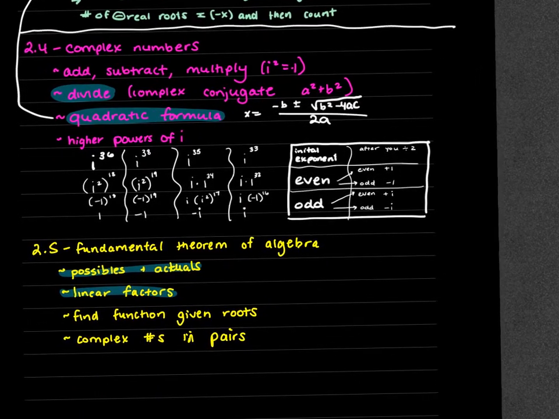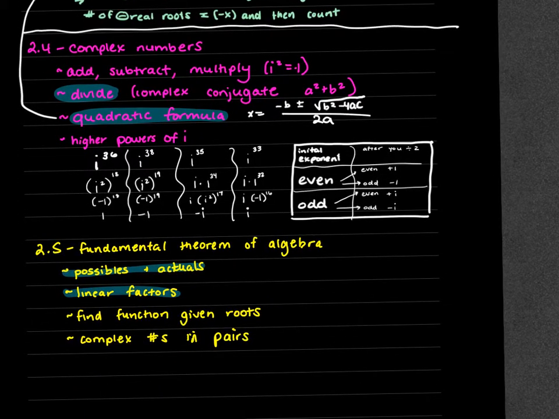Okay, 2-5 was a lot of 2-3 repeated again, but this time with imaginary numbers. So this is the question that's going to be on Thursdays. You're going to do the possible roots, Descartes' rule, the actual roots, and then the linear factors. That part is on Thursdays. So first question, rationalizing the denominator. Second question, give me possibles, actuals, linear factors, Descartes' rule, and then the last two are the graphs.